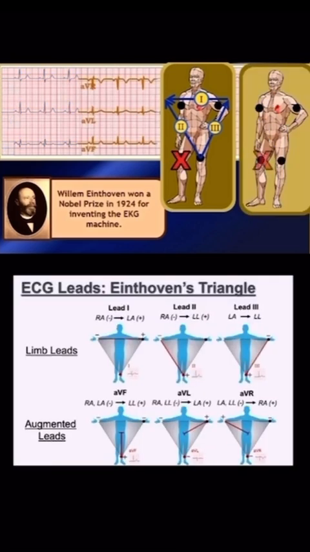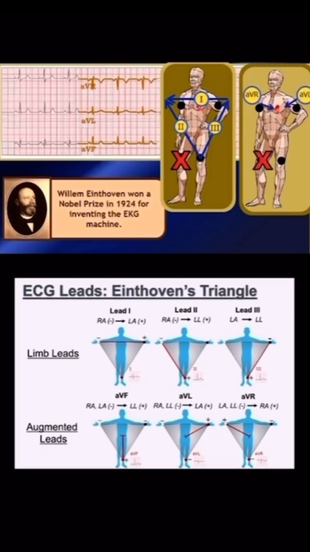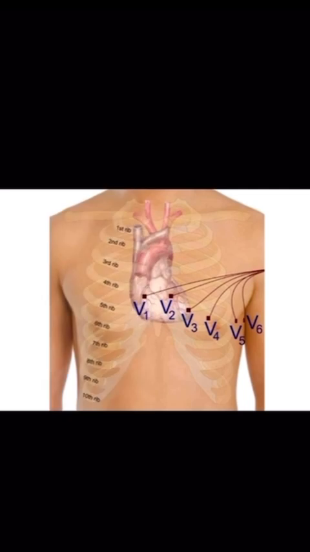Augmented leads: AVR right arm positive leads towards the heart, AVL left arm positive leads towards the heart, and AVF left foot positive leads towards the heart. Precordial lead placement.